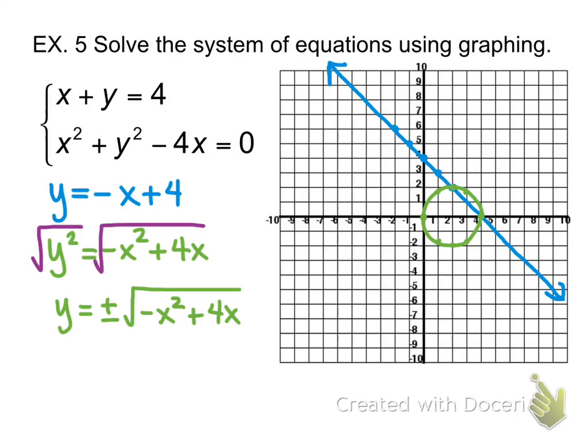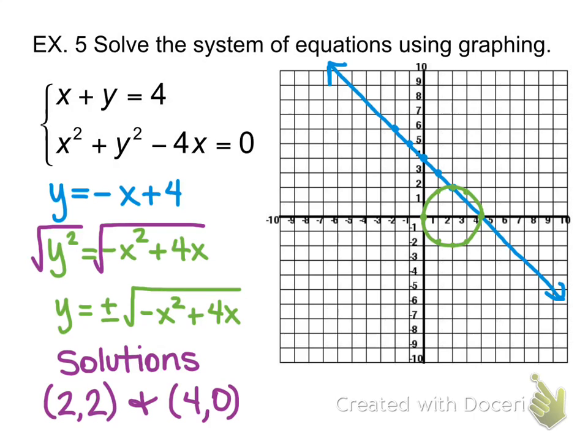Okay, so now we can see the two places that these two functions intersect. Not always are we going to have two. Sometimes there's one solution, 2, 3. There can be a bunch of solutions or no solutions at all. For this system of equations, the solutions happen to be 2, 2, and 4, 0.